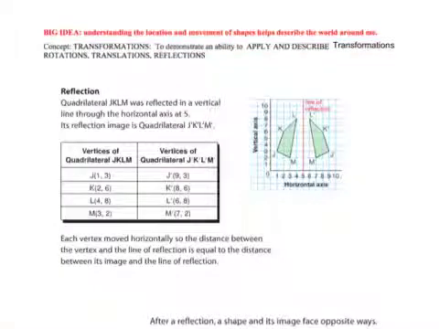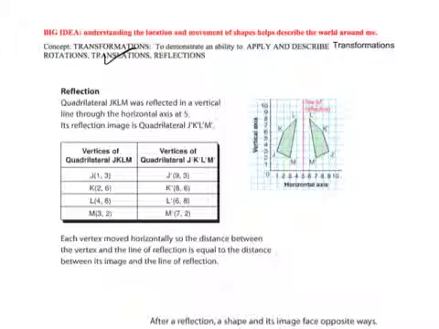All right, so we are continuing with our big idea: understanding the location and movement of shapes helps us to describe the world around us. We're continuing with the concept of transformations, being able to describe and apply transformations, and now we're moving on to reflections. We looked already at the translations video. Now we're moving on to the reflections video, making sure that we've looked at all of them by the end before we move on to concept practice.